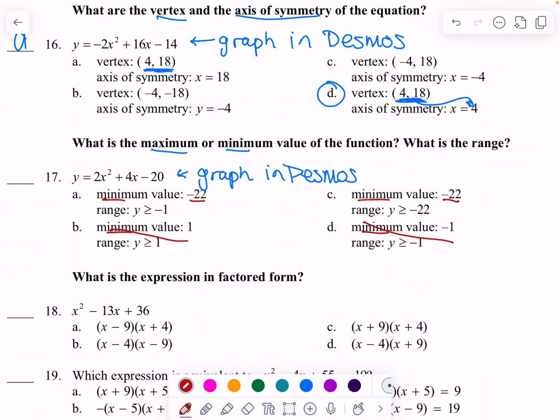So the answer is C. So let's go to our notes. Again, we can pause this. You can pause this and then make it work better for you.